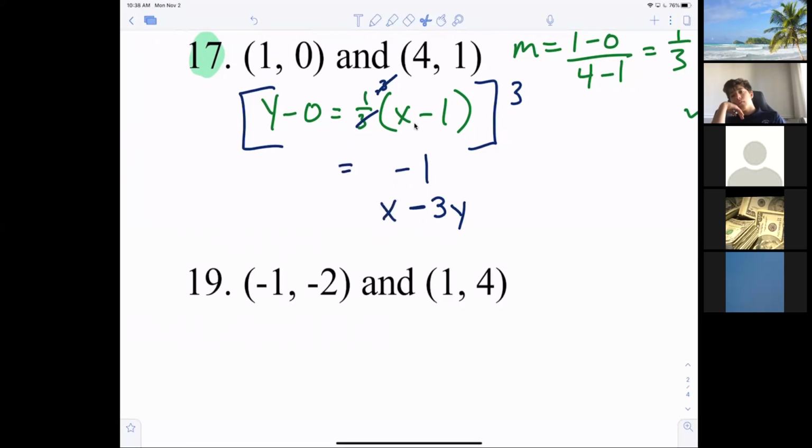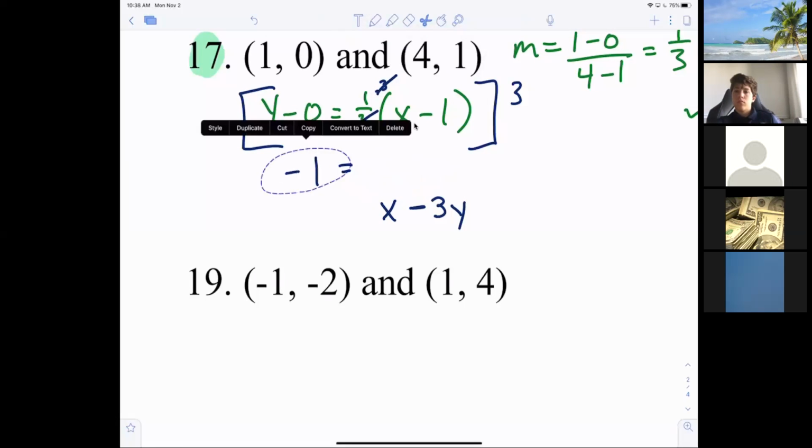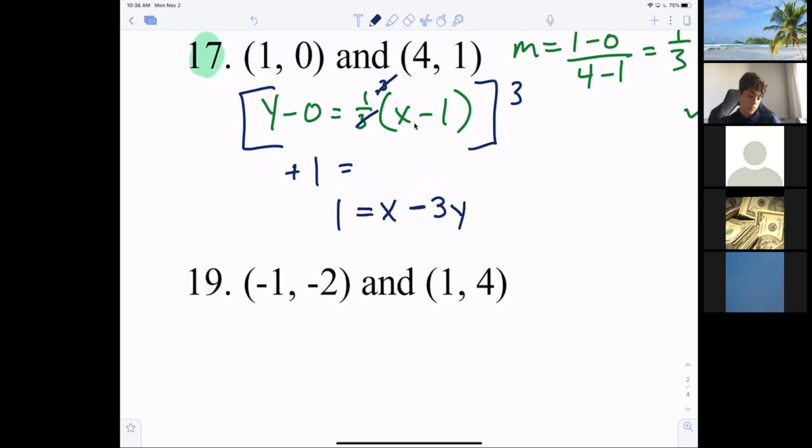Now, is the -1 in the right spot? No, it's got to be away from the x and y. So I pick up the -1 and I throw it over here. And when I move it, that becomes a what? So 1 equals x minus 3y. Now, of course, that's not exactly correct, because we want to write it as x minus 3y equals 1.